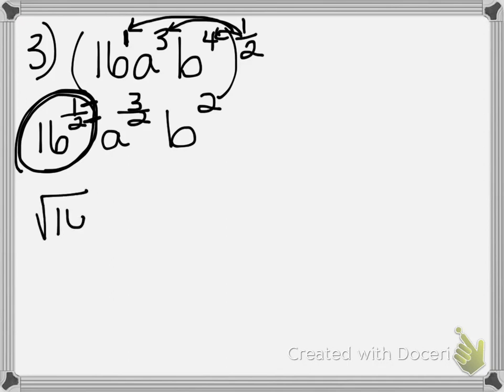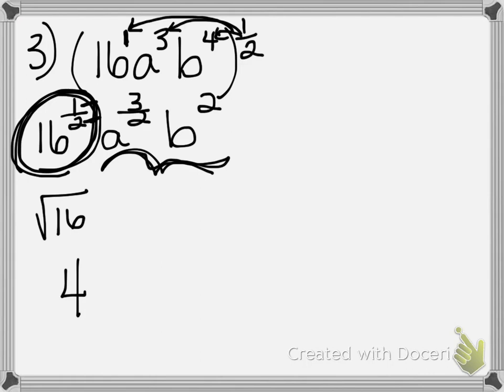to change this into a radical expression, the numerator is our exponent and the denominator is our root. So I've got the square root of 16. And the square root of 16 is 4. So while these are okay, I can leave a to the 3/2, b to the 2nd power. I can leave that. That is fully simplified.